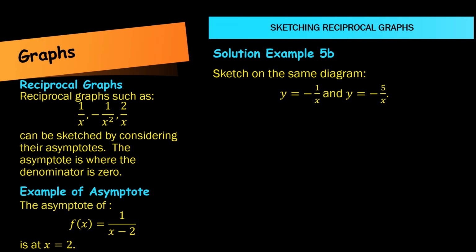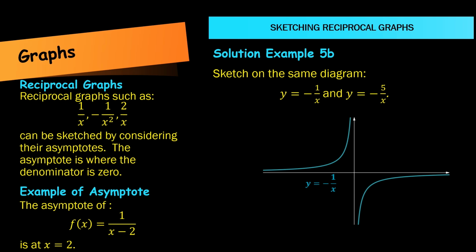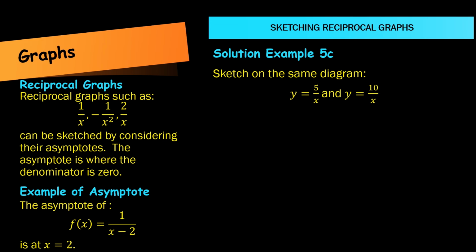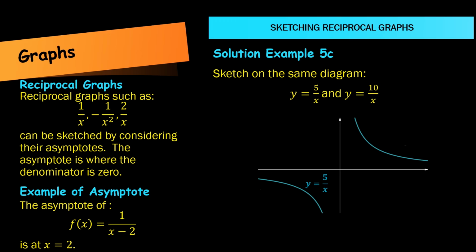And now let's have a go at example 5b. We are required to sketch on the same graph y equals minus 1 over x and y equals minus 5 over x. So here's y equals minus 1 over x, and here's y equals minus 5 over x. And now for example 5c. We are required to sketch on the same diagram y equals 5 over x and y equals 10 over x. So here's y equals 5 over x, and here's y equals 10 over x.